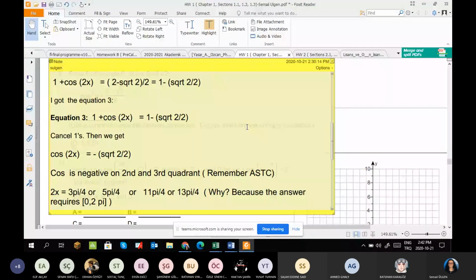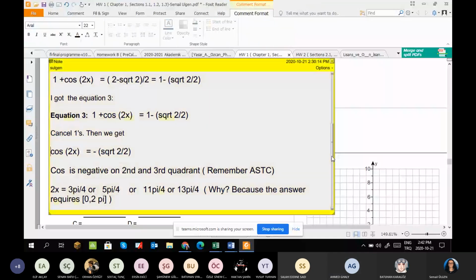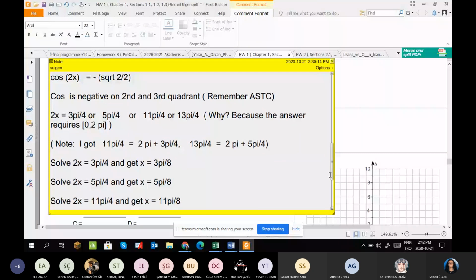So we cancel the ones, then we get cosine 2x is equal to negative square root of 2 over 2. Cosine is negative in the second and third quadrants. You should remember "all students take calculus"; it helps you. All are positive in the first quadrant. Sine is positive in the second quadrant. Tangent is positive in the third quadrant. And cosine is positive in the fourth quadrant.